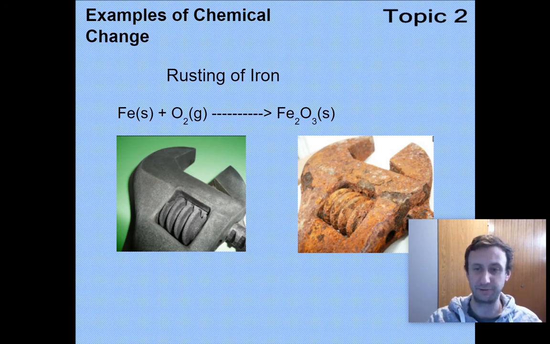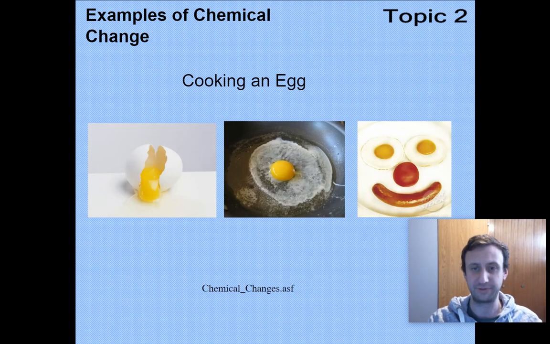Rusting, chemical change. I have iron and oxygen, it reacts, and I end up getting iron(III) oxide. Again, how do I know? Well, a color change occurred. I've made a new substance. I can tell that something new is there, right, by looking at the rust. So that would be a chemical change as well because I'm making something new.